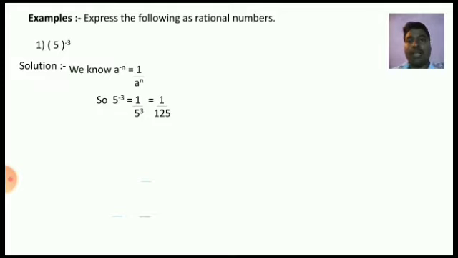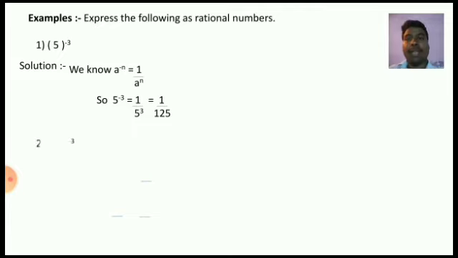So our answer is 1 divided by 125, meaning 1 divided by 5 raised to 3 is equal to 1 divided by 125. In this example we only apply the laws of exponent.